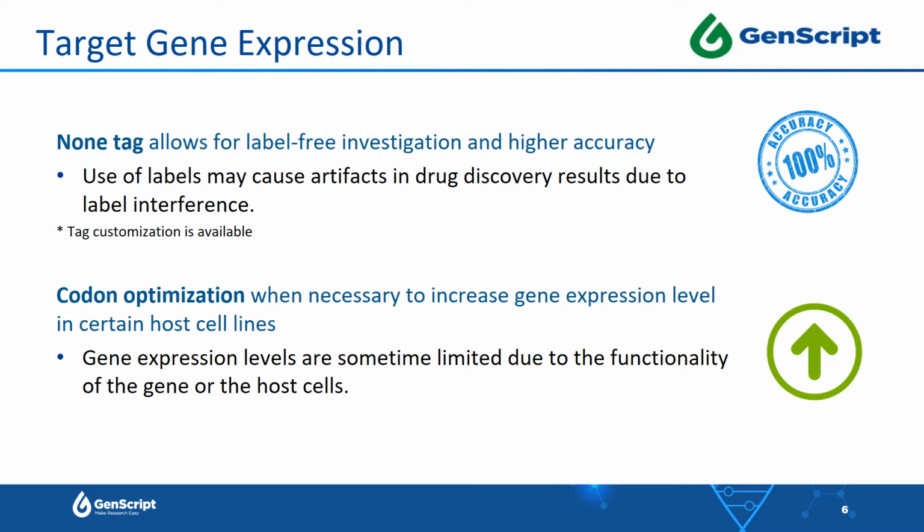In addition, codon optimization is also performed in our stable cell line, when necessary, to increase gene expression level in certain host cell lines. This is due to the nature of different host cell lines. It can be challenging for some genes to achieve high expression level in certain host cell line. Codon optimization can solve this problem without altering the amino acid sequence of the target gene.